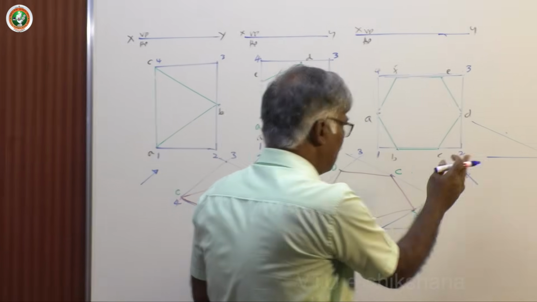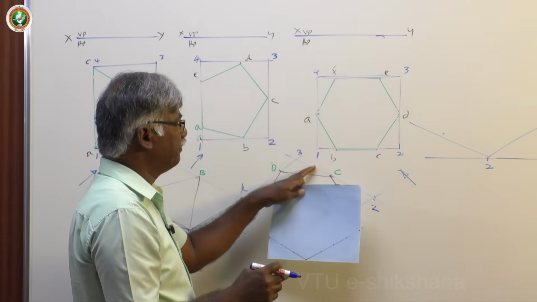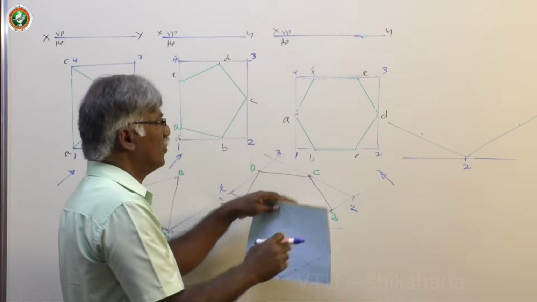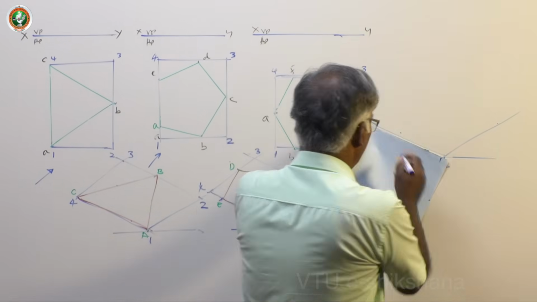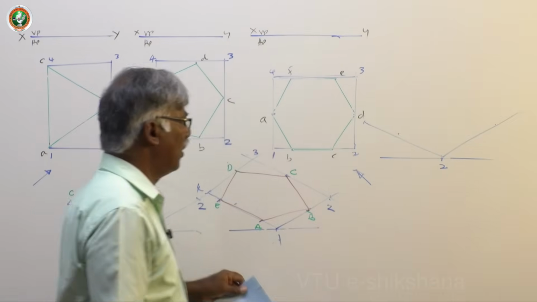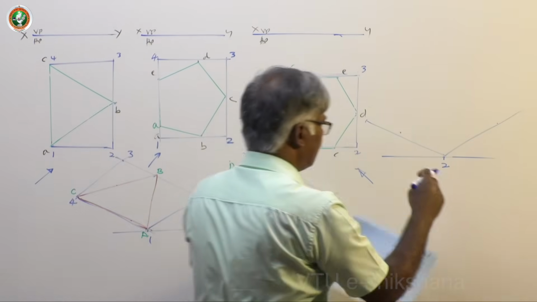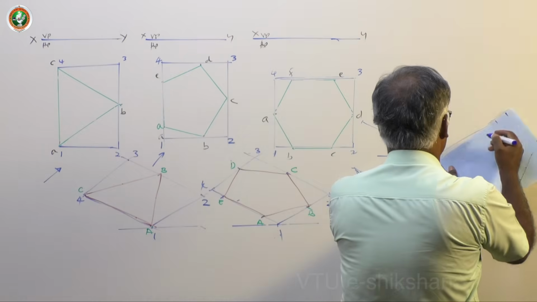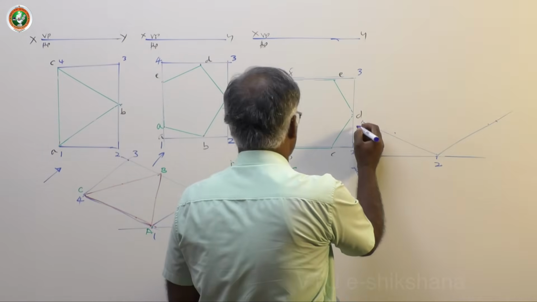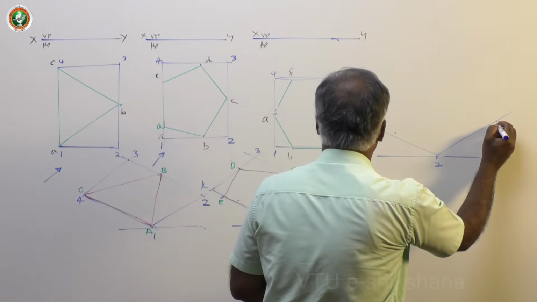2 to 1, to the left of you, you have 2 to 1. So fix this distance, 2 to 1. Then 2 to 3, they are different. That is a rectangle actually. It is not a square again. This is 1, this is 3.